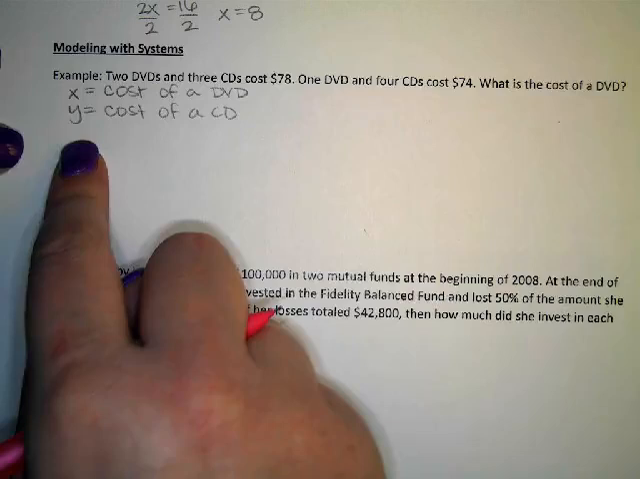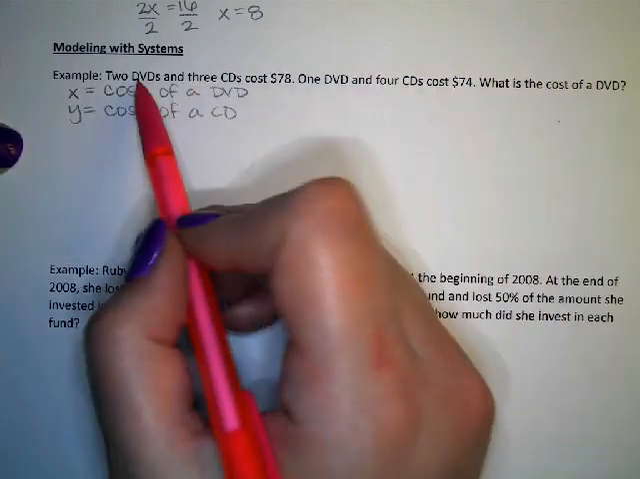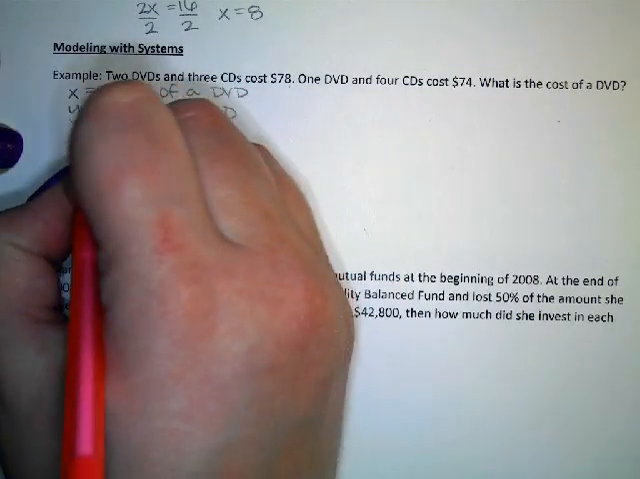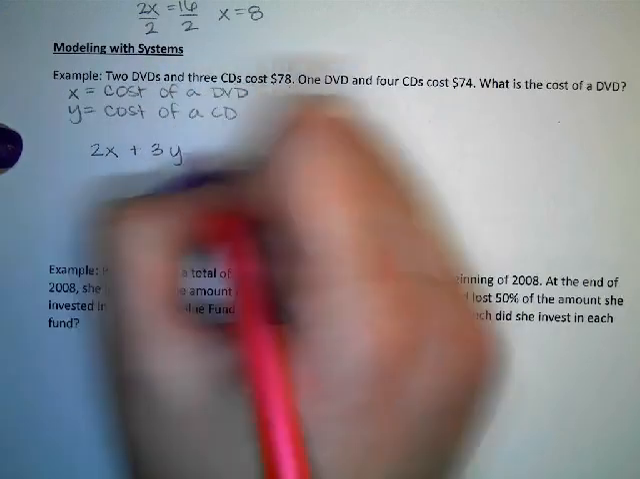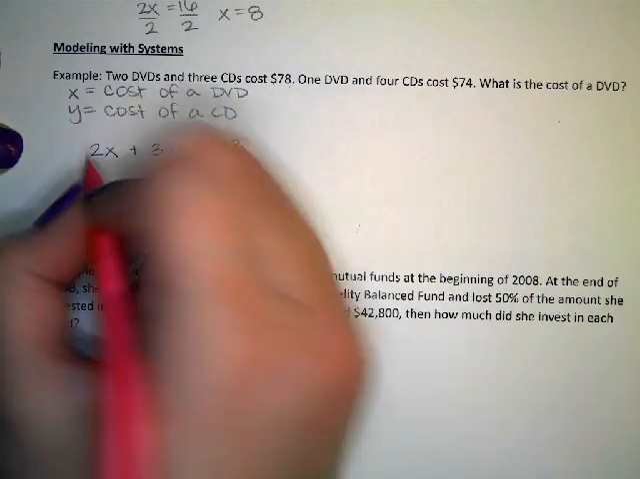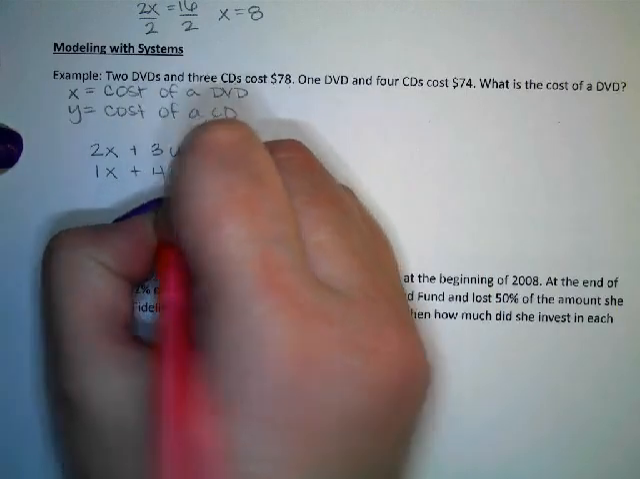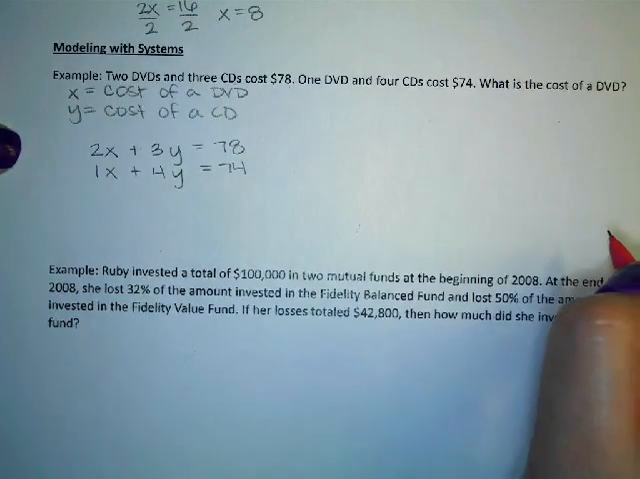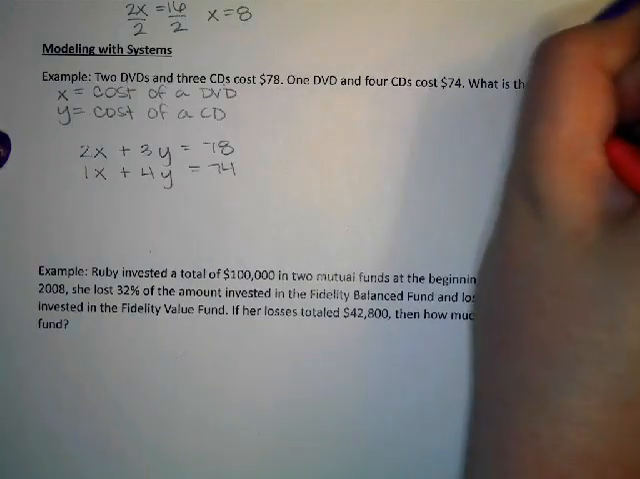So 2 DVDs and 3 CDs cost $78. So 2 times the cost of a DVD plus 3 times the cost of a CD is going to be an overall cost of $78. 1 times the cost of a DVD plus 4 times the cost of a CD is going to be $74 overall. And then if they're asking us to say what the cost of a DVD is, they're basically asking what does X equal? So you have multiple methods you could use.